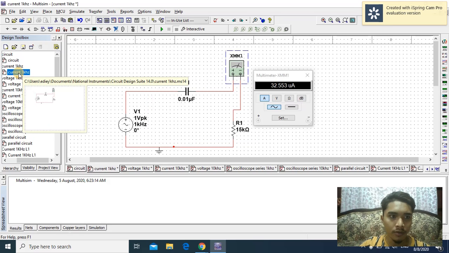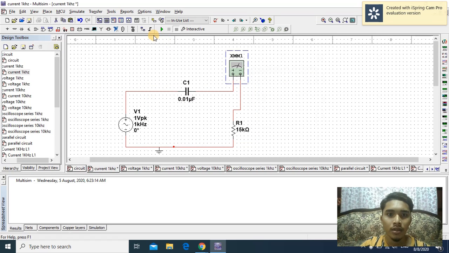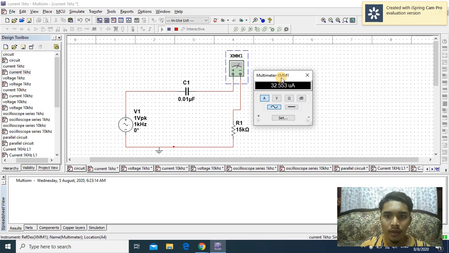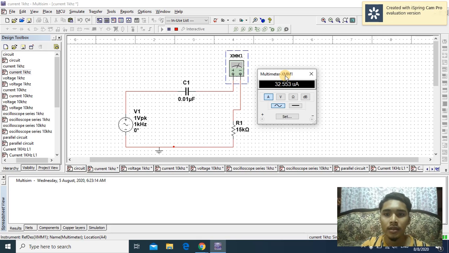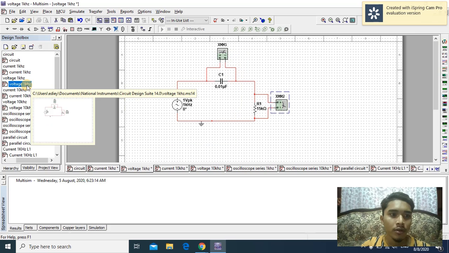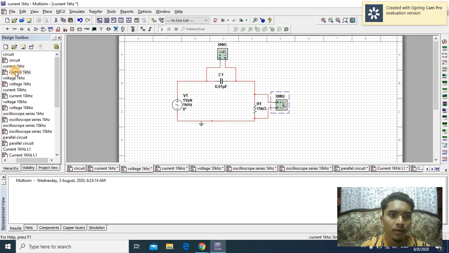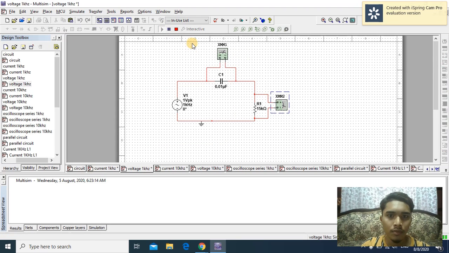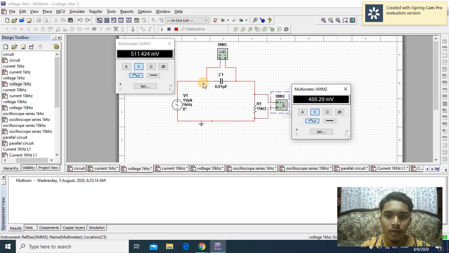For 1 kHz, firstly we measure the current. The reading that I get is 32.553 microampere. Next, for the voltage, the measurement for C1 that I get is 511.242 millivolt, and for R1 it is 488.29 millivolt.